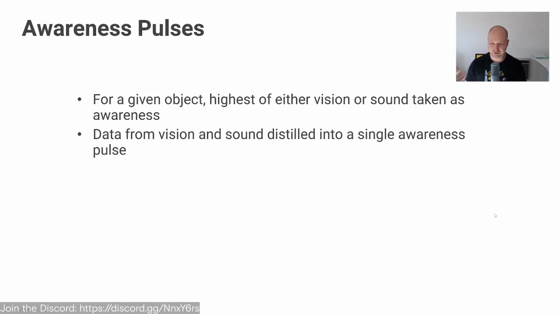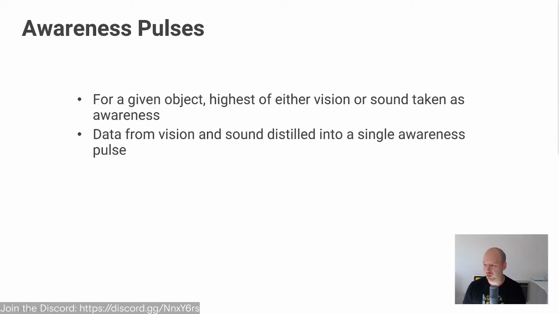And so the highest of either vision or sound is taken as awareness, and data from vision and sound, distilled, is turned into a single awareness pulse. So this is more talking about the engineering of how to communicate on these sense links, the awareness value, and how to then use that from the context of the AI. Like, how aware am I of this object, right? A pan fell to the ground and made a sound. I'm very aware. It's a very loud sound. Versus a little bug sneaking along. I can see it, but it takes up like 0.1% of my field of view, so I'm not very aware of that, right?